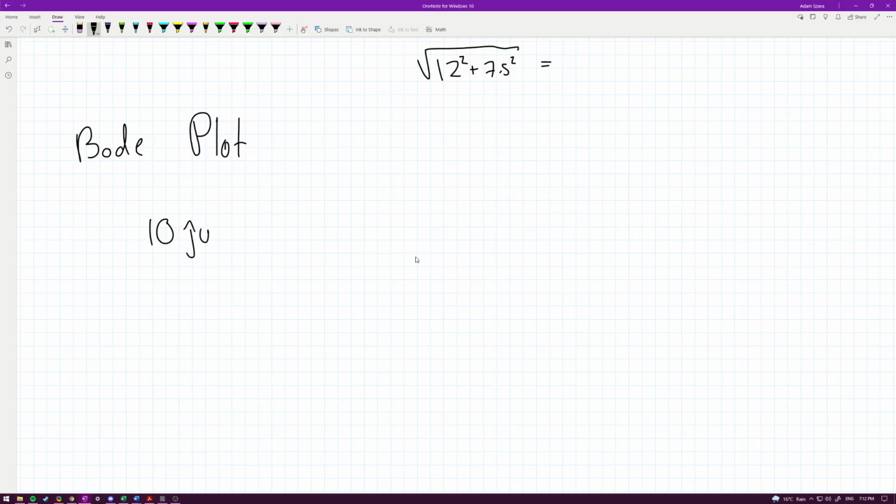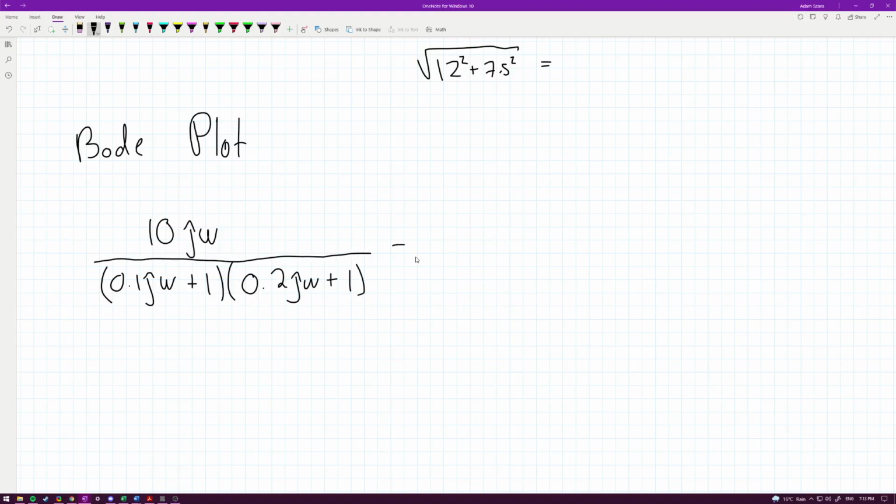10 j omega over (0.1 j omega plus 1) times (0.2 j omega plus 1). Great. So it's not in standard form, so we have to put it in standard form. 0.1 is the same thing as 1 over 10, right? So it's j omega over 10 plus 1. And 0.2 is the same as 1 over 5, so j omega over 5 plus 1.